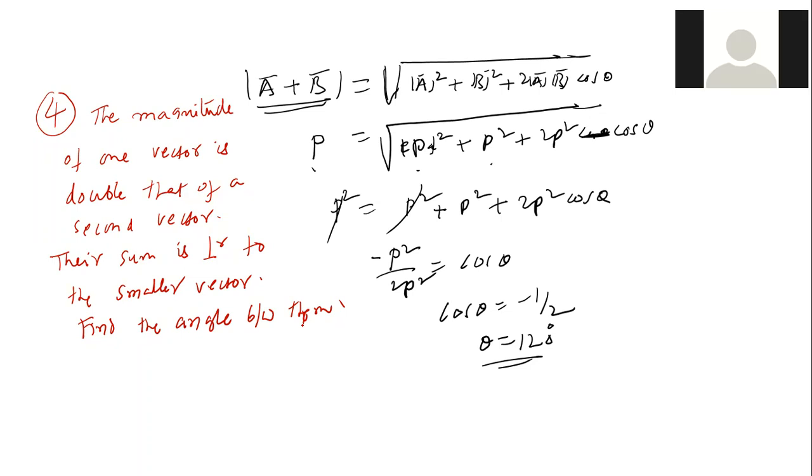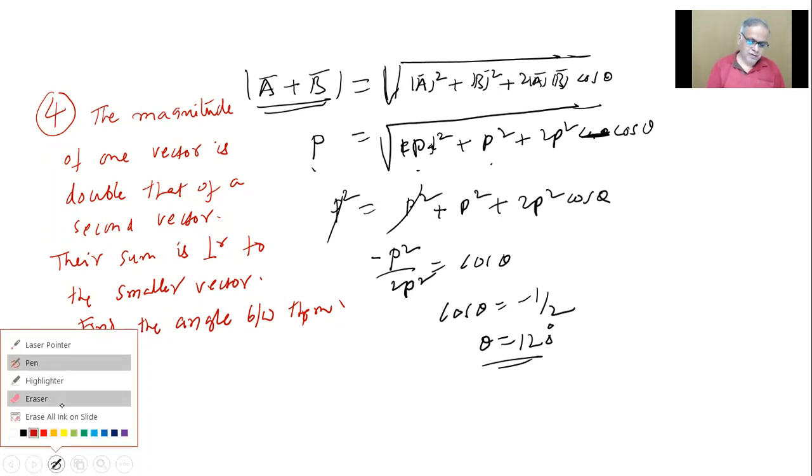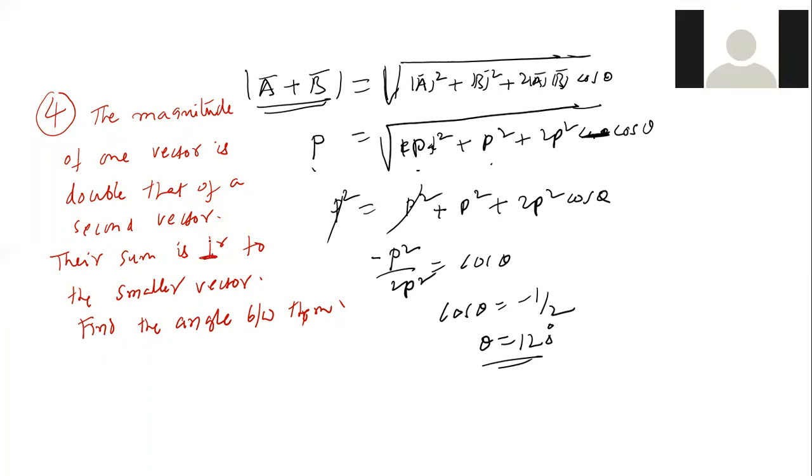What is it, sir? Their sum is? Perpendicular. Yes, so writing full. Okay, sir. And got R perpendicular to the small one. Parallel we write like this, right? Yeah. Between like that.